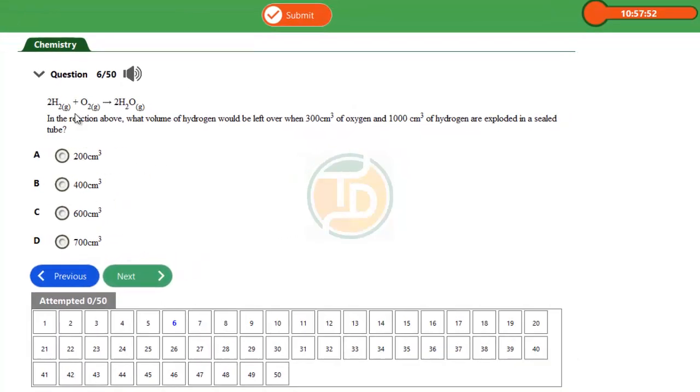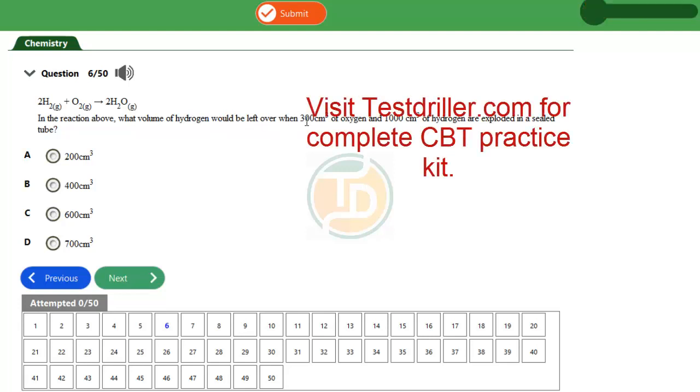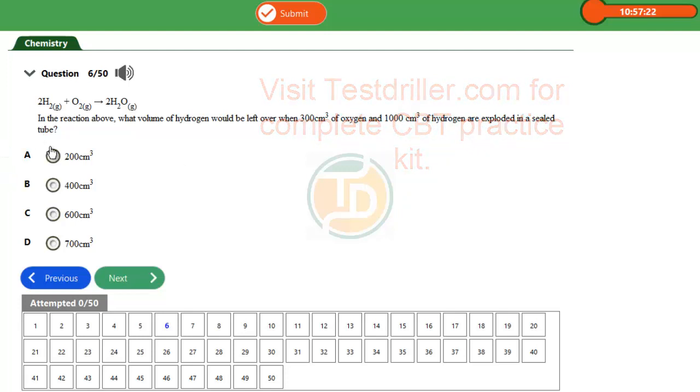Hi guys, good day. Chemistry question 6, 2012. Hydrogen reacted with oxygen to give us steam, which is water in gaseous state. In the reaction above, what volume of hydrogen would be left over when 300 cm³ of oxygen and 1000 cm³ of hydrogen are exploded in a sealed tube?